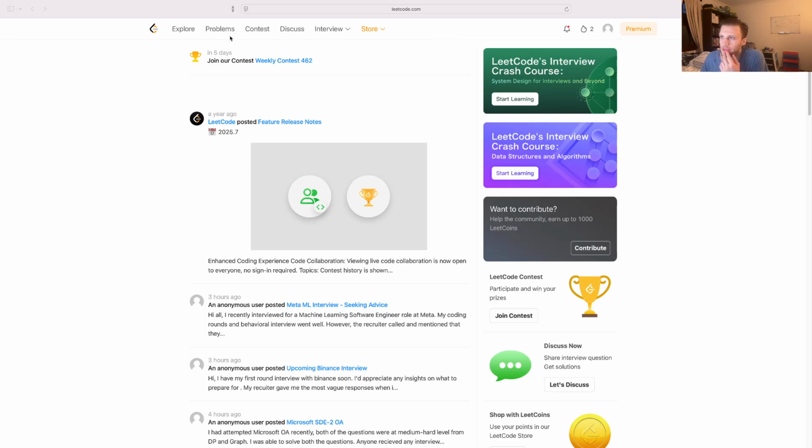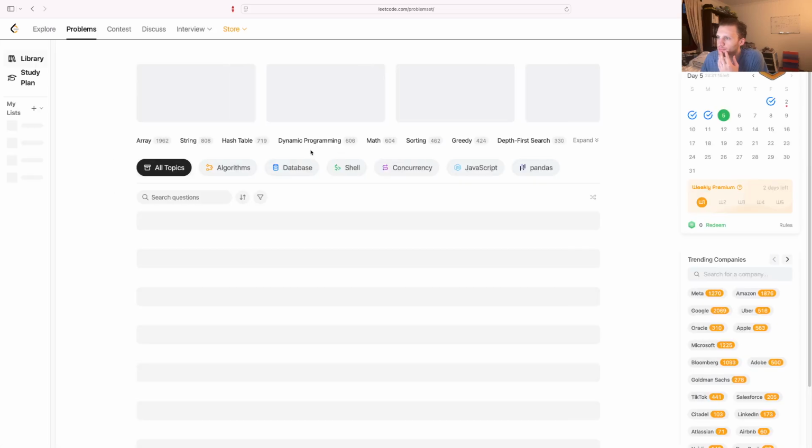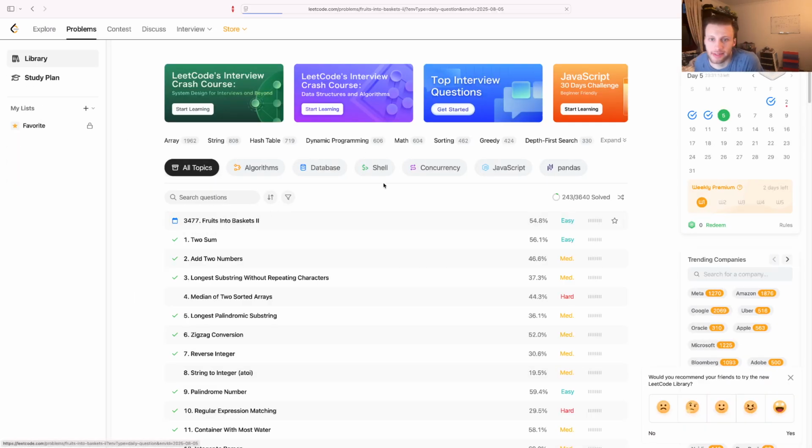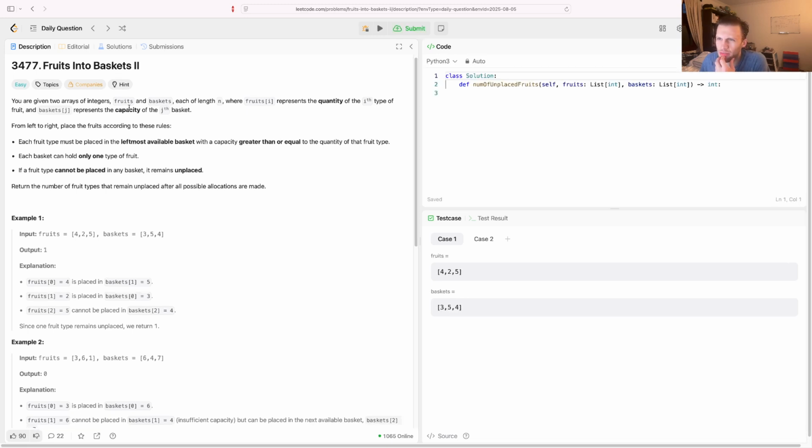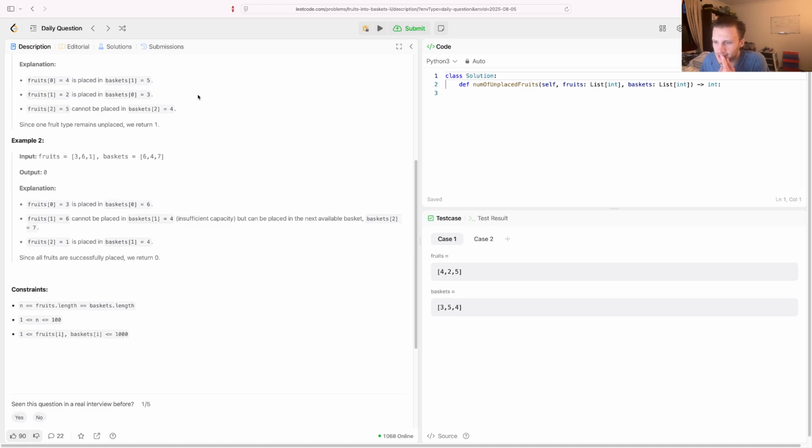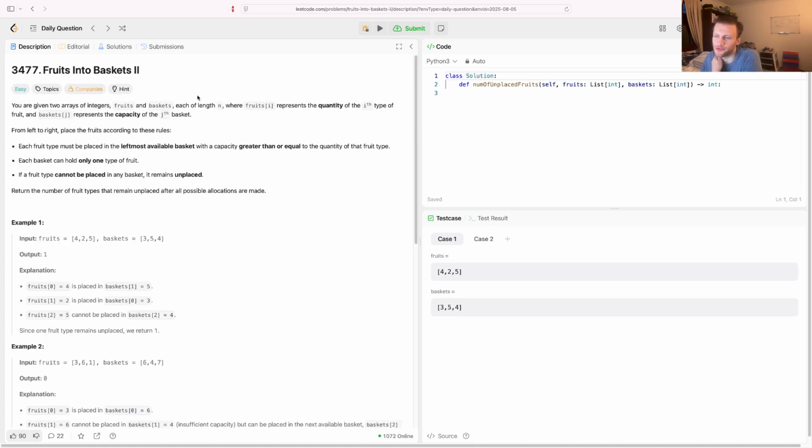All right, we are hopping into the LeetCode Daily Challenge for the 5th day of August. Fruits into Baskets 2. Yesterday we had Fruits into Baskets 1, and it was a medium, I believe. So now we're jumping to an easy. Usually it's the other way around. If you want to see Fruits into Baskets 1, we solved it yesterday.